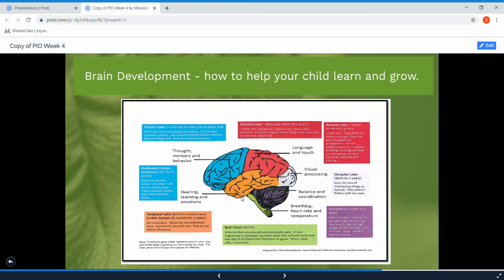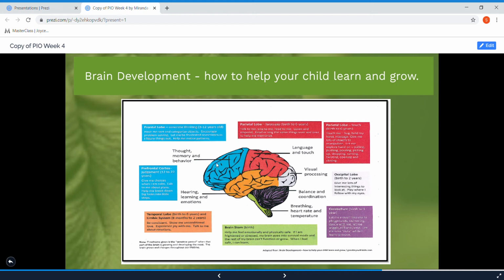So next is that orange. And so this is hearing, learning, and emotions. So this is birth to 6 years. And then the lobe is birth to 6 years, and the limbic system is 8 months to 2 years. So it's really important that we're consistent, we show unconditional love, we experience joy together, and we talk about emotions.